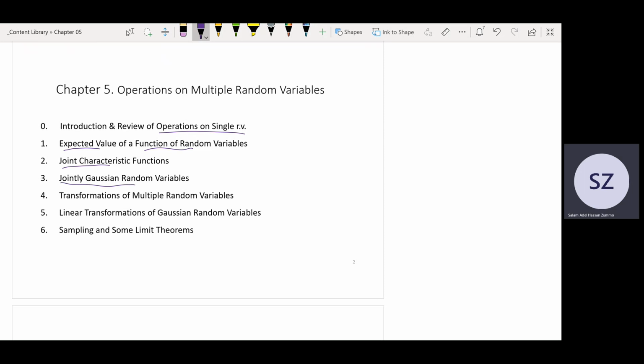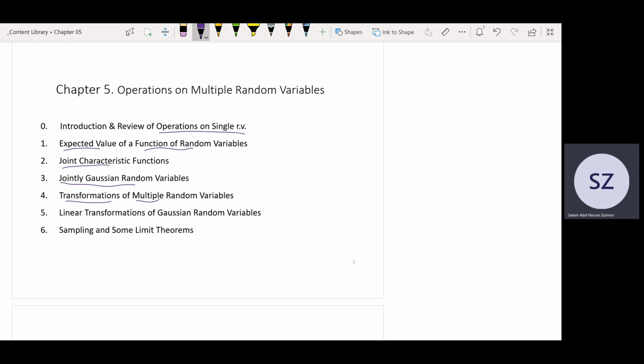It's a very important concept for the use in Gaussian random processes. And then we'll talk about transformation of multiple random variables. Look at chapter 3, the transformation of a single variable: when you have a monotonic transformation, either increasing or decreasing, or when you have a general function, we were able to find the PDF and CDF of Y, which is equal to a certain g of X. We'll do it now, however, for multiple random variables.